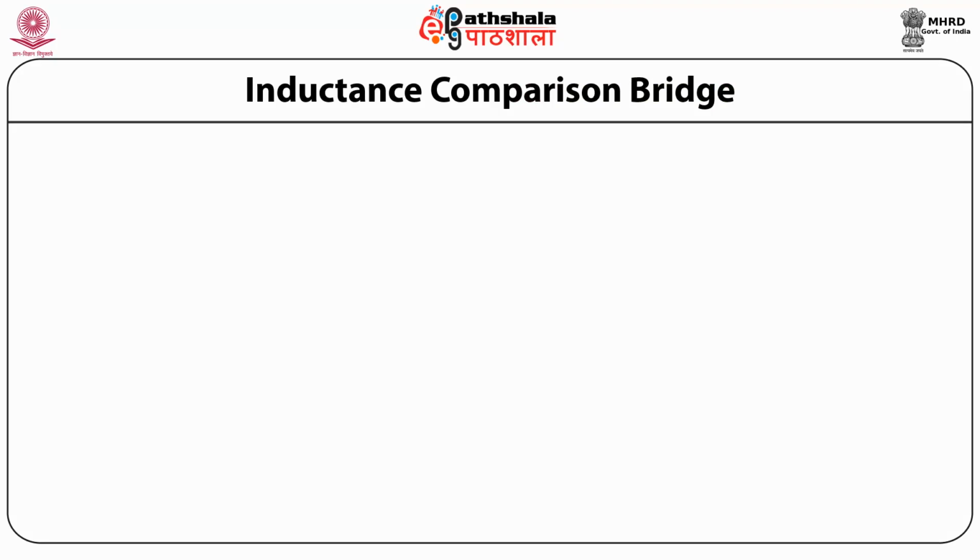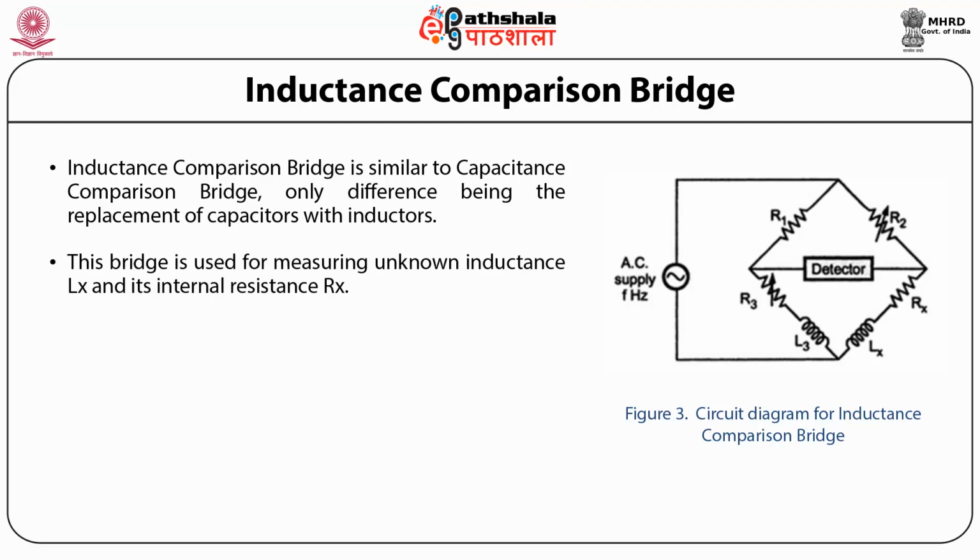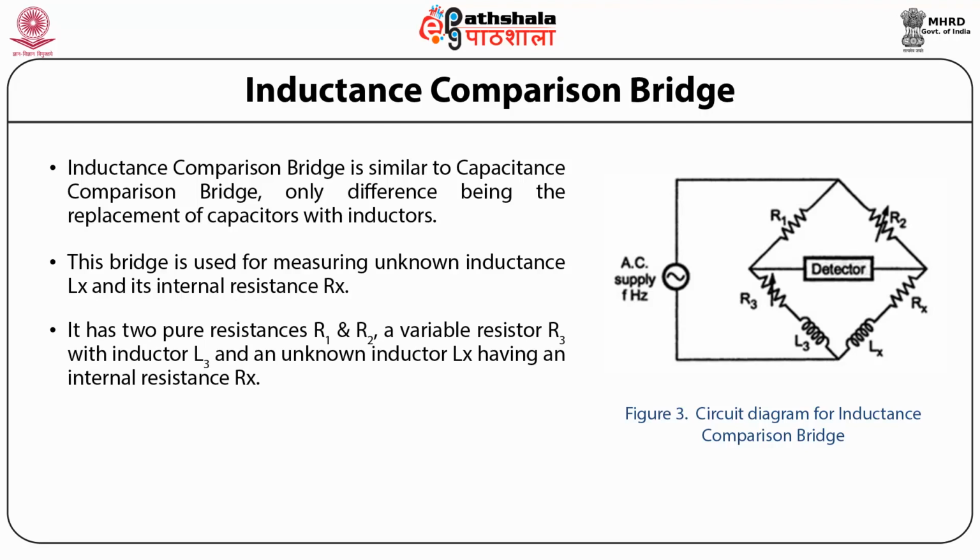Now we will study the inductance comparison bridge. The inductance comparison bridge is similar to the capacitance comparison bridge, the only difference being the replacement of capacitors with inductors. This bridge is used for measuring unknown inductance Lx and its internal resistance Rx. It has two pure resistances, R1 and R2, a variable resistor R3 with inductor L3, and an unknown inductor Lx having an internal resistance Rx.